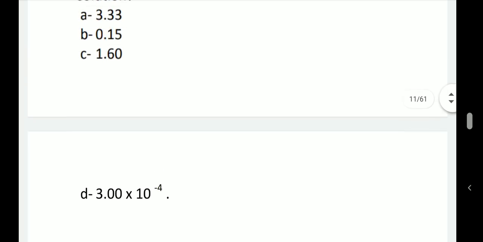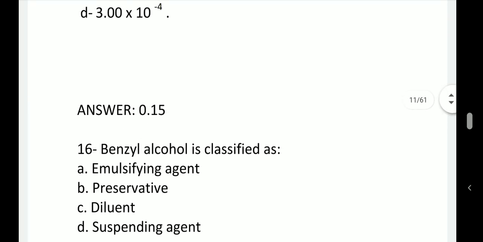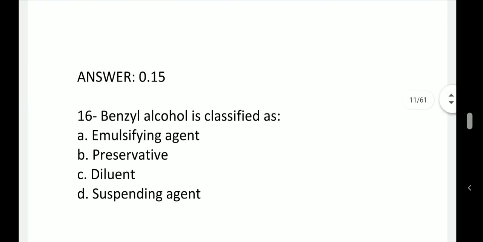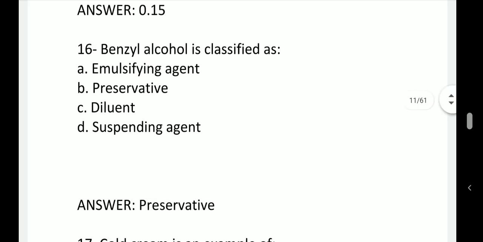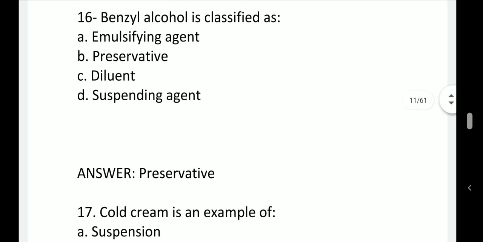Answer is 0.15. That is option B is the correct answer. Question number 16. Benzyl alcohol is classified as option A emulsifying agent, option B preservative, option C diluent, option D suspending agent. Answer is option B preservative.